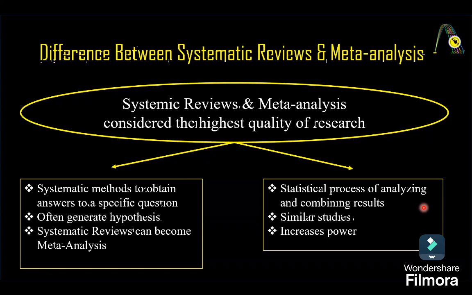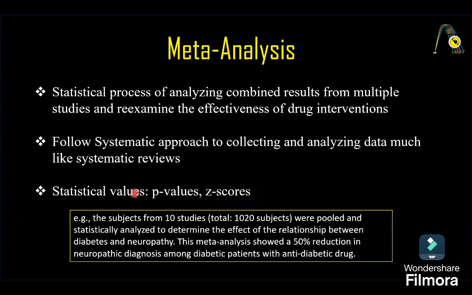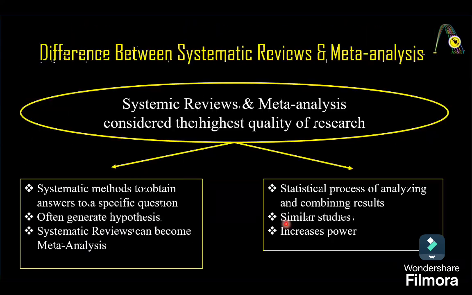And the other thing is that it increases power of the study as well. So, like we mentioned in this example right here, the subjects from the 10 studies were pooled together. So you have a greater number of participants that you're analyzing in your study. And that's, in simple terms, you can think of that as power. So the more participants that there are, the more validity there is in the results. It reduces the likelihood of outliers skewing the results more than they should. So that's the benefit of meta-analysis, that it increases the power of the study.